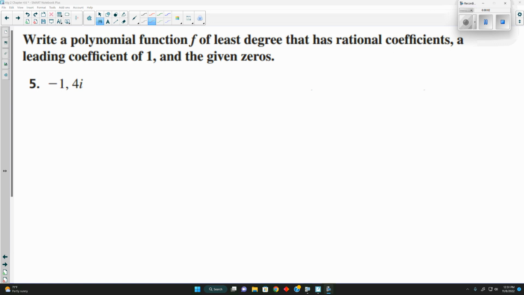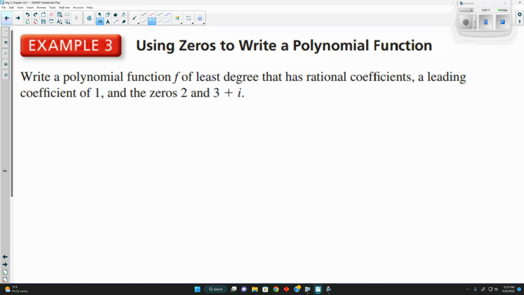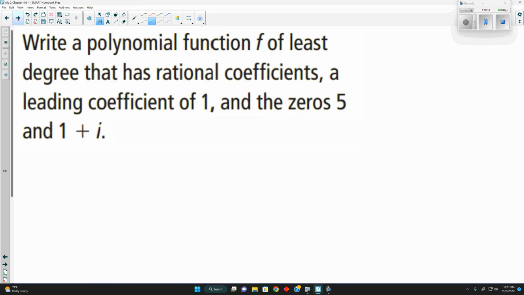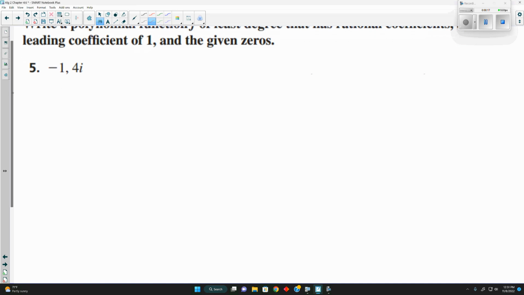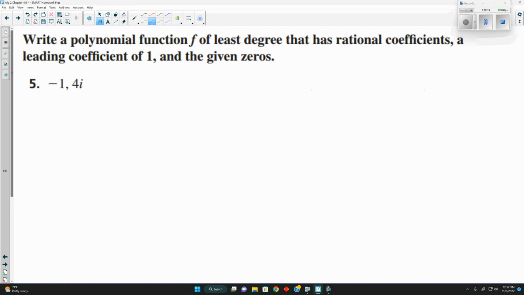Any questions over any of these homework assignments so far? So this is the problem we finished on yesterday. This is one we're going to start today.